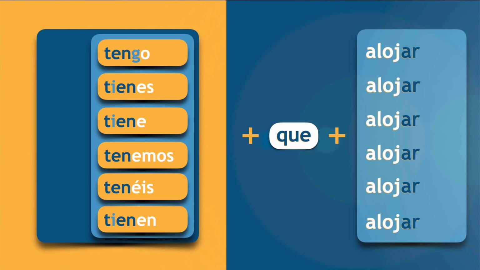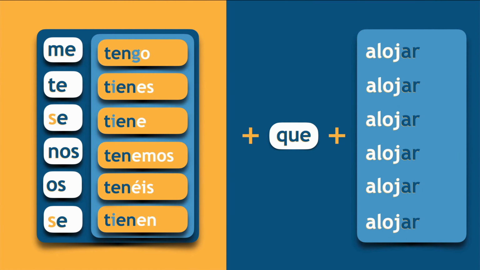Or we could remove the pronouns attached to the infinitive and instead put the reflexive pronoun at the beginning. Me tengo que alojar. Te tienes que alojar. Se tiene que alojar. Nos tenemos que alojar. Os tenéis que alojar. Se tienen que alojar.